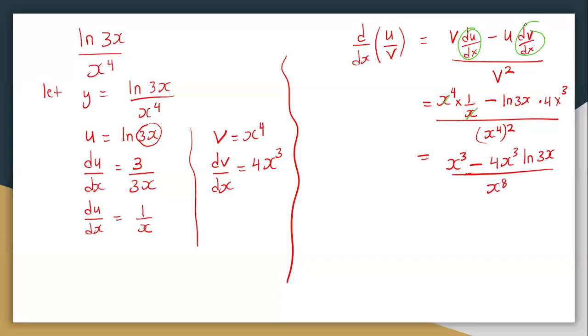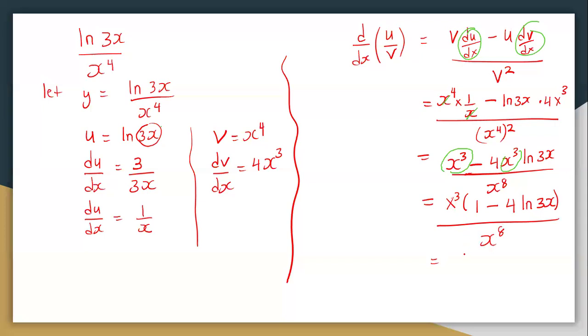Now, what are you noticing? We can reduce further. When you look at the numerator, x cubed and x cubed are common factors, so I can factor it out. I say x^3 times (1 minus 4 ln(3x)). That is very important. Then down, I have x^8. And now we can reduce: these are x^3, these are x^8.